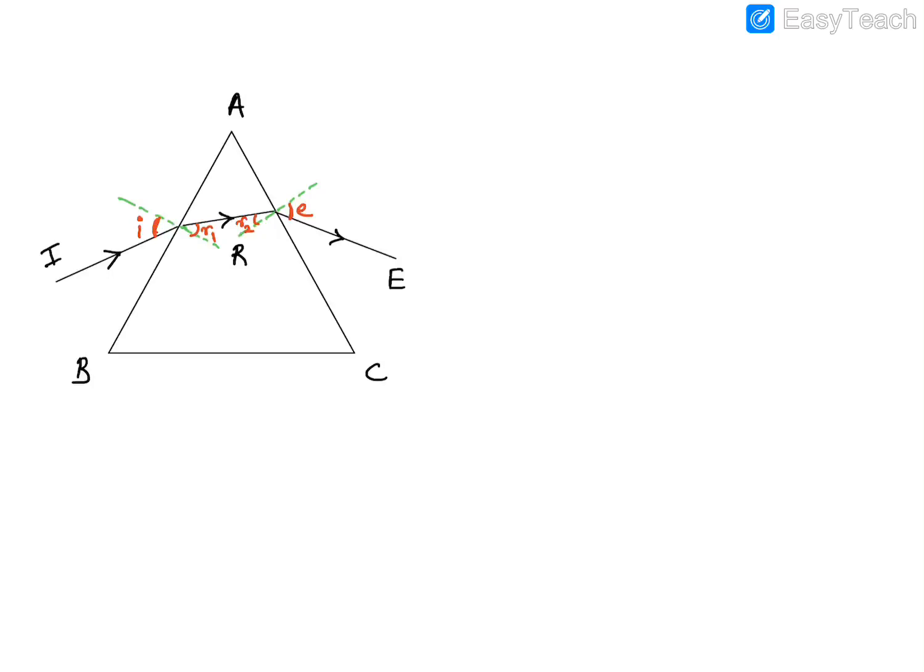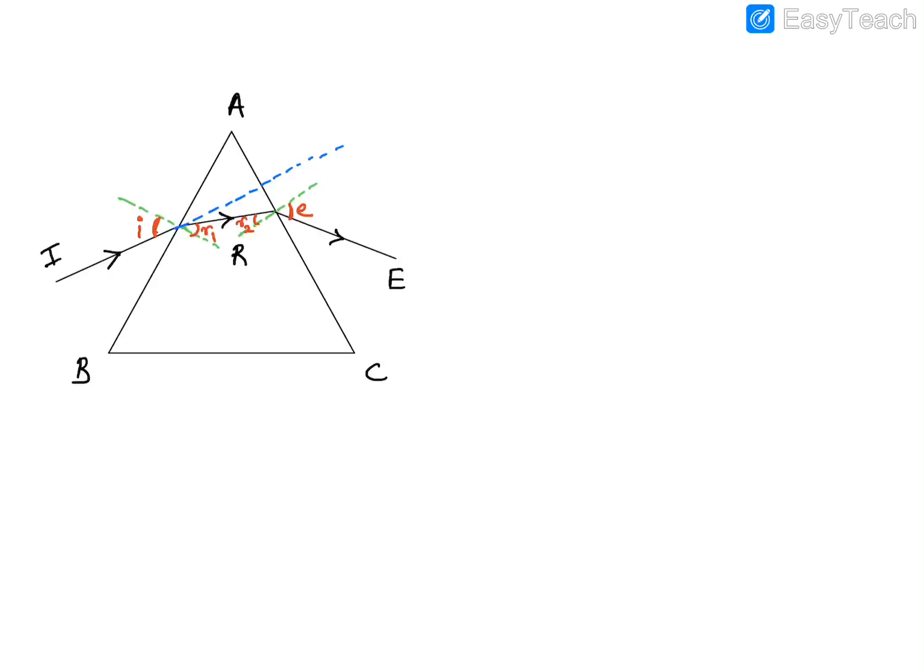Now what was the actual path of the light ray through the prism? The light ray should have ideally gone this way, right? I am showing it with the dotted line. This is the path of the incident light. This is how it should have gone. But as we know, it has not gone over there. It has bent twice. Once while entering and once while exiting.